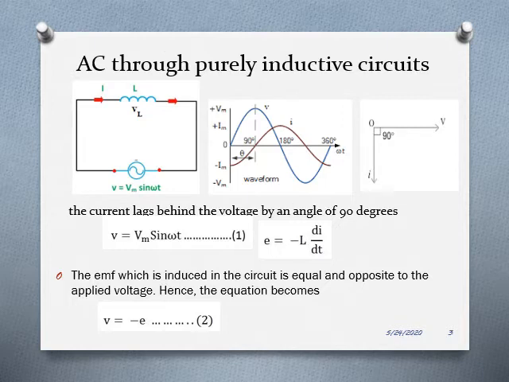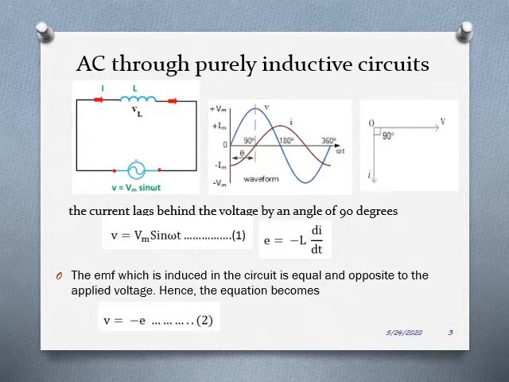The same concept is shown in the phasor diagram. Keeping the reference as voltage, you may see that the current lags the voltage by exactly 90 degrees. Now let the applied alternating voltage be given by the equation v is equal to Vm sin omega t. So this alternating voltage will cause an alternating current i to flow through the circuit.